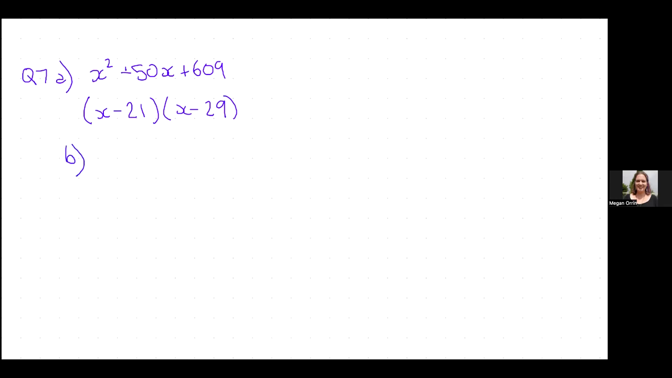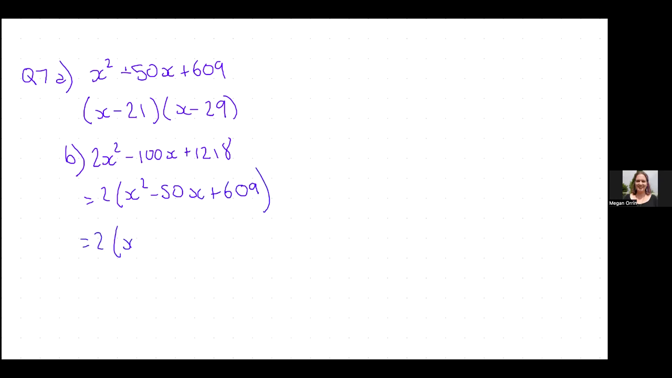Part B is asking us to solve the equation 2x squared minus 100x plus 1218. Now, hopefully you recognize this is simply double that, right? So what I'm going to do is rewrite it because we've already solved this. So now it looks like the top thing. And now I can do what we did in part A.